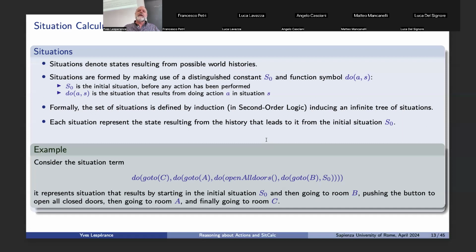So a situation is a sequence of actions, but it also represents the state that is the result of doing that sequence of actions. The fluents have certain values in that situation, which might be different from the previous situation in the sequence or from the initial situation.